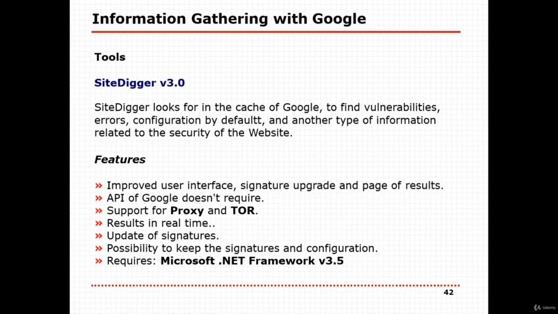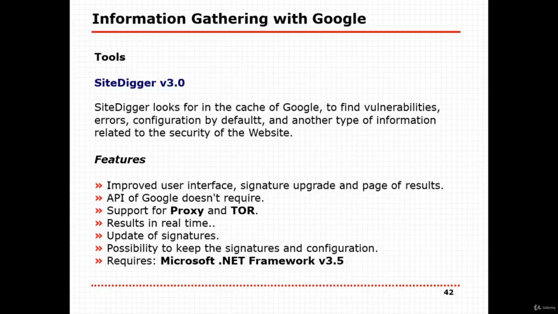Its features are more improved than before. Alright, so info, user interface, signature upgrade, and page results, APIs that Google doesn't require. Most of the APIs require you to sign up for your information. They will collect your IP, right? So your Google email addresses, phone numbers, or much more. Alright, so this doesn't require an API for searching or information gathering. This may be like passive search. Alright, it's information gathering. So you can find a lot of information through SiteDigger also.